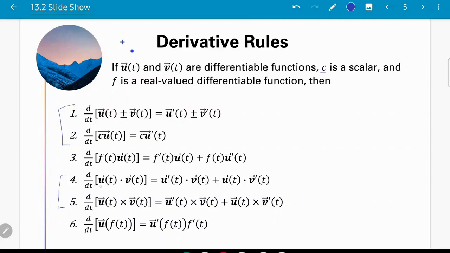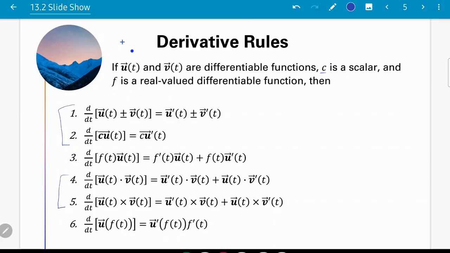So the derivative of the dot product of u of t dot v of t is u prime of t dot v of t plus u of t dot v prime of t. And the same rule applies for the cross product. We have u of t cross v of t, so u prime of t cross v of t plus u of t cross v prime of t.